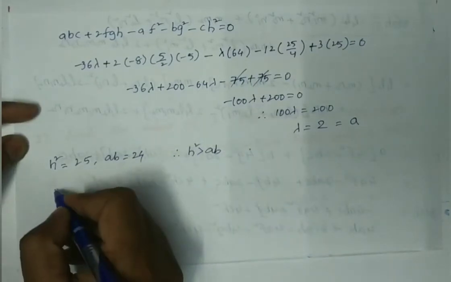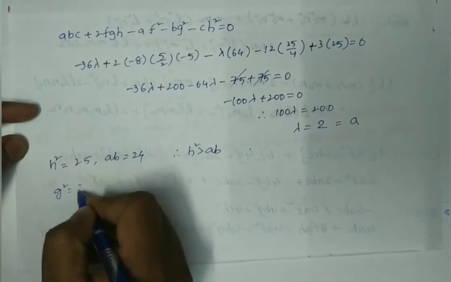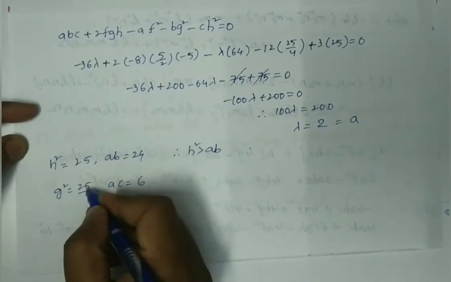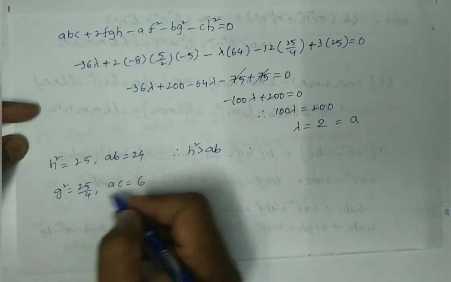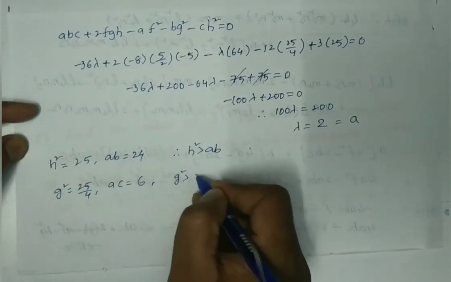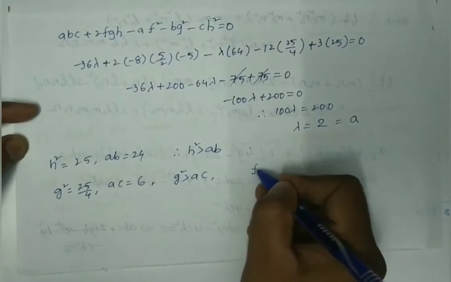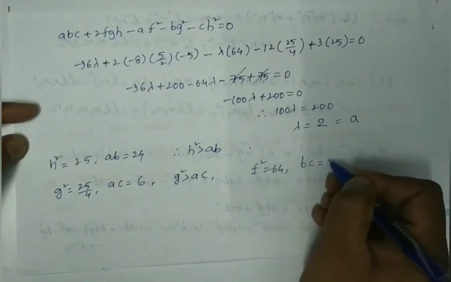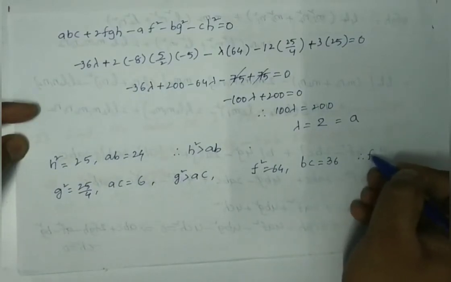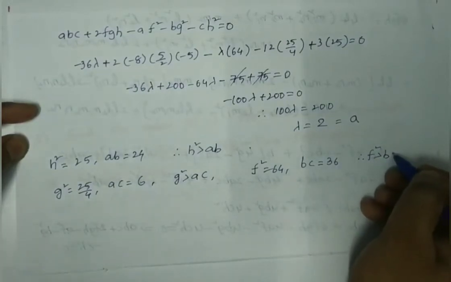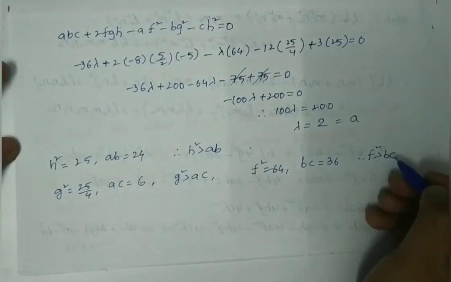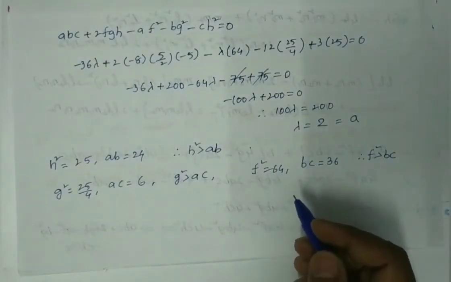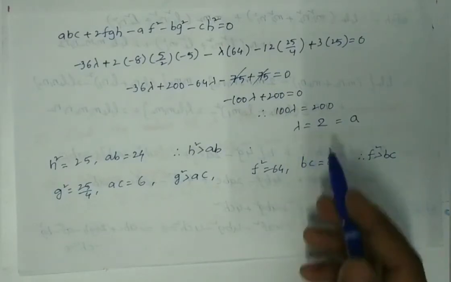Next, g square is nothing but 20 by 4, ac is nothing but 6. 20 by 4 is nothing but 6 point something. Therefore g square greater than ac. Next, f square is nothing but 64, bc is nothing but 36. Therefore f square greater than bc. Therefore the given equation represents a pair of straight lines if lambda is equal to 2.